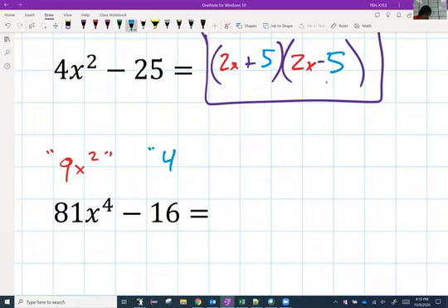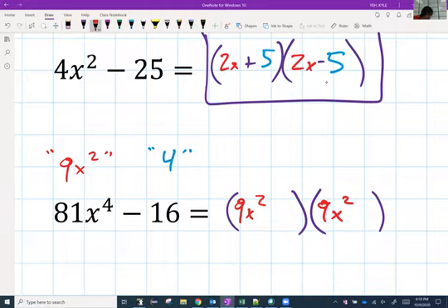16 is a perfect square. That one's numerical, so that's kind of easy. It's a difference, we're subtracting two perfect squares. So we're going to get the square root of the first thing plus on one binomial, minus on the other binomial, the square root of the second. So square root of the first plus the square root of the second, square root of the first minus square root of the second. Difference of two squares.